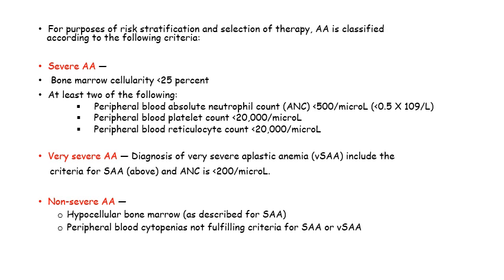The non-severe aplastic anemia will show hypoplastic or hypocellular bone marrow as described for the severe aplastic anemia, but here the peripheral blood cytopenia does not fulfill the criteria for severe aplastic anemia or the very severe aplastic anemia.